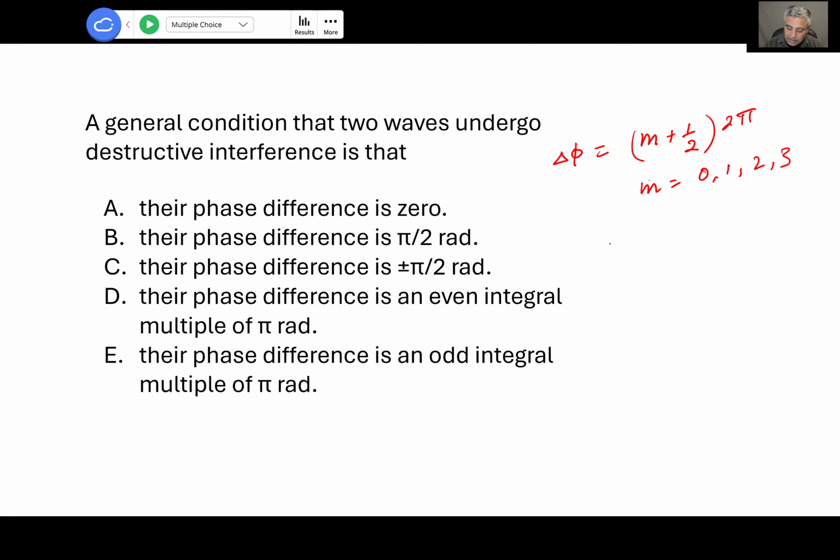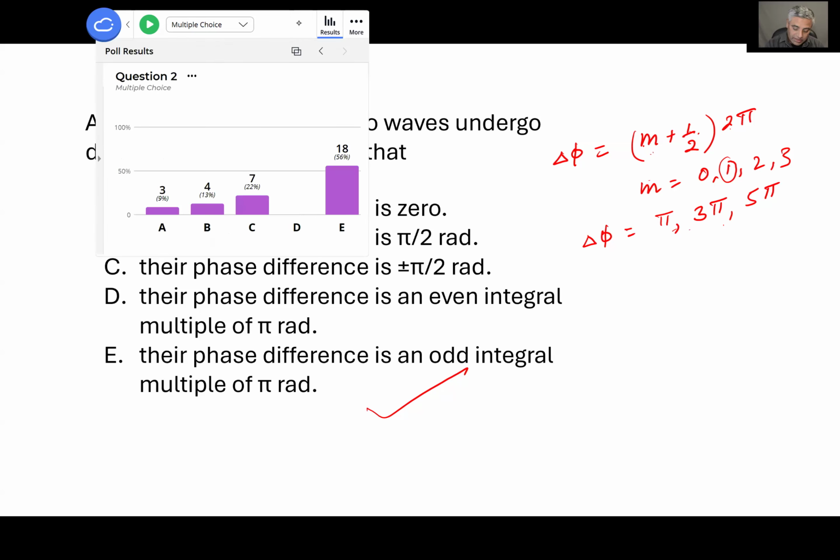let's do a couple of these. So delta phi, when m is equal to 0, is half of 2 pi, which means it's just pi. And then when m is equal to 1, this becomes 1 plus half, which is 3 halves. So 3 halves times 2 is 3, so that means 3 pi. And you can now guess it's going to be 5 pi and so on. So only the odd integer multiples of pi. So yes, E is the correct choice.